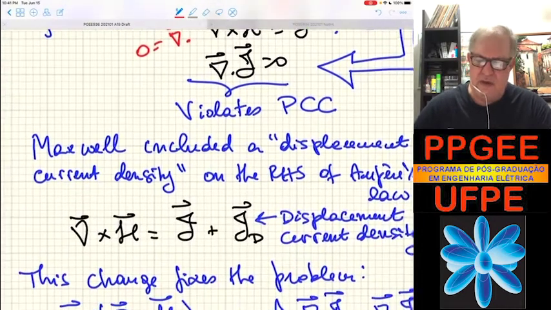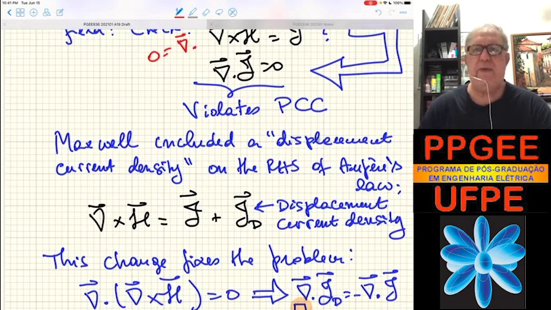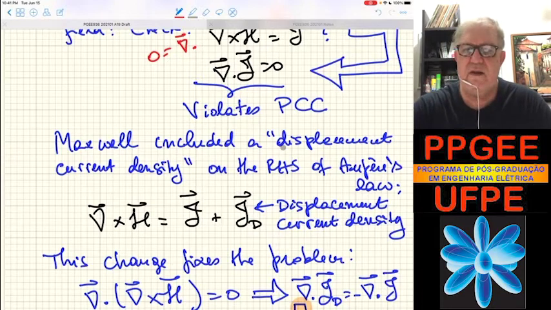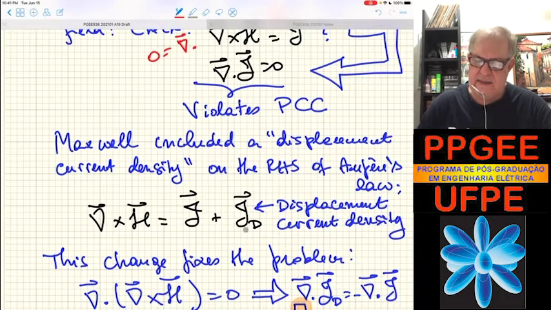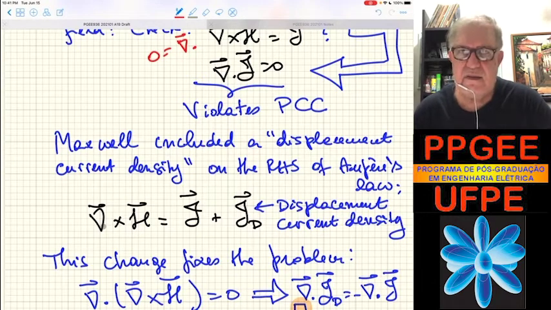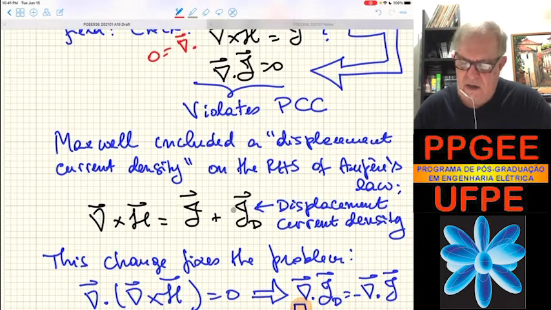What Maxwell did was to include what he called a displacement current density on the right-hand side of Ampere's law, in such a way that the divergence of the right-hand side in Ampere's law would be 0. In other words, he added this displacement current density on the right-hand side, so that now, if I apply the divergence, for a given specification of JD, I do not violate the principle of charge conservation.